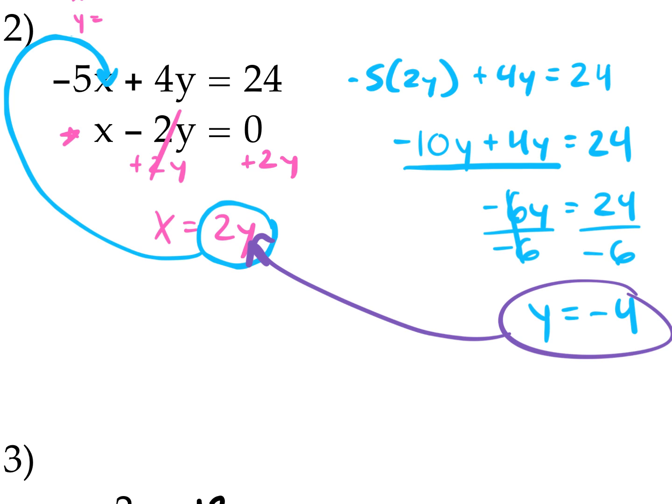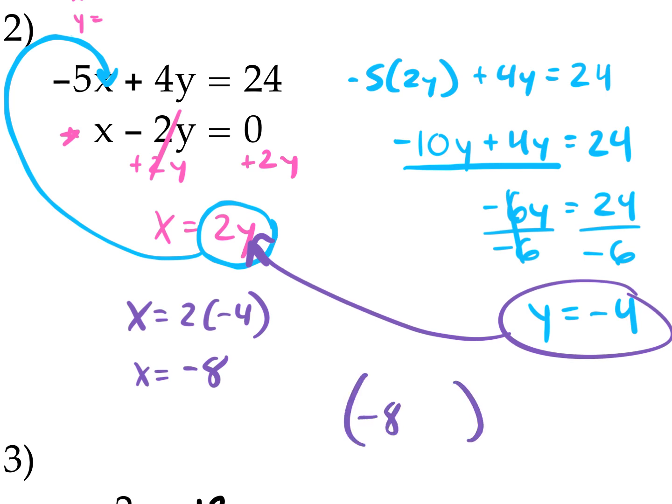I'm going to plug it into my second equation here. So plug it into y. So we have x is equal to 2 times negative 4. So what does x equal? Negative 8. How do we write our answer? Negative 8 comma negative 4.